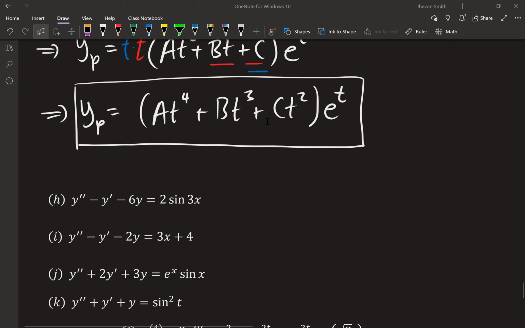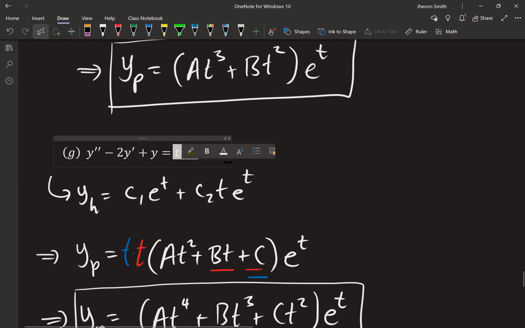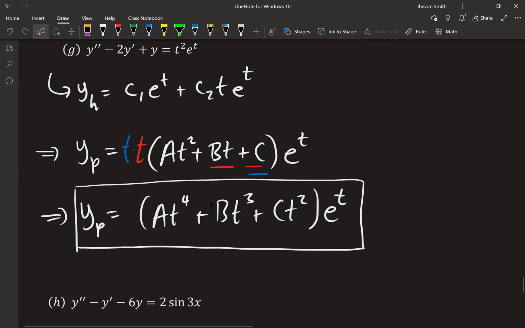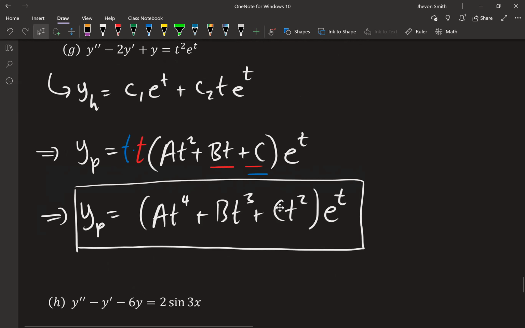You mean, could you, for the last example? No, you still need the C term for the last example, because you have to have a general quadratic, right? So it's a t squared e to the t. So you should have 3 terms in your polynomial part. To answer the question on the general, no. Ultimately, you are going to need to find what the A, B, and C are.